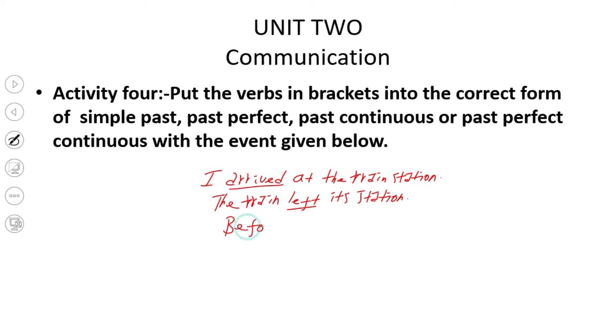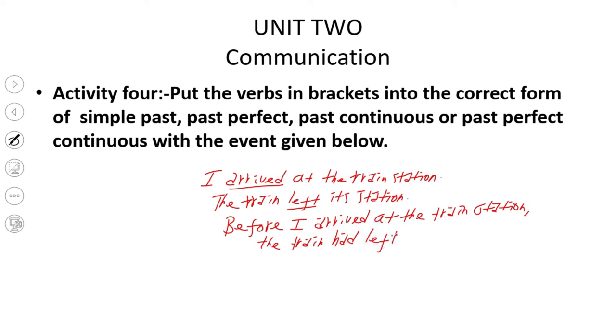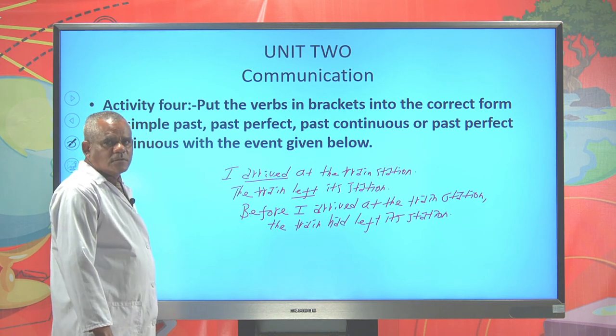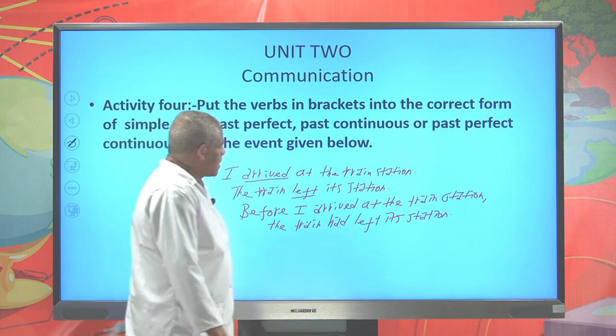before I arrived at the train station, the train had left its station. Possible. The train had already left its station is also a possible way. So, before is an appropriate word that we use so as to describe past events.